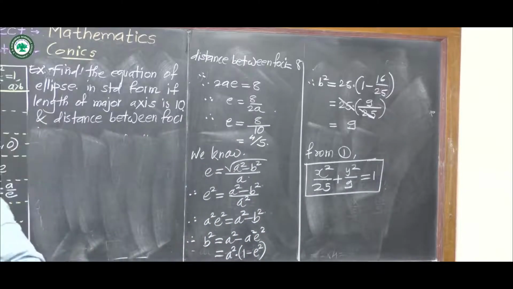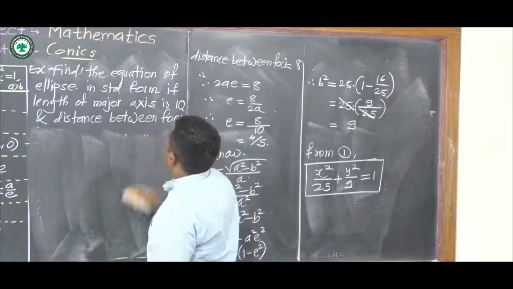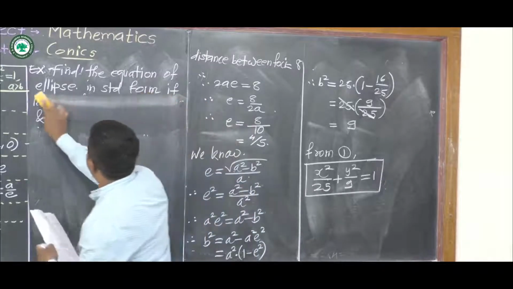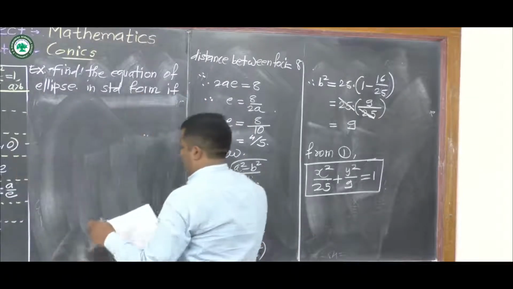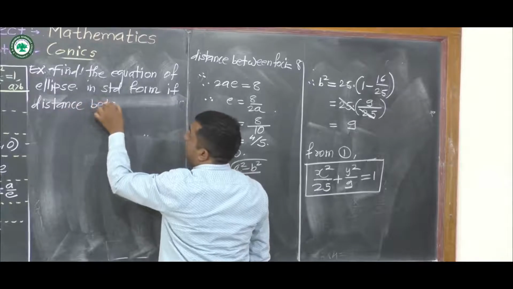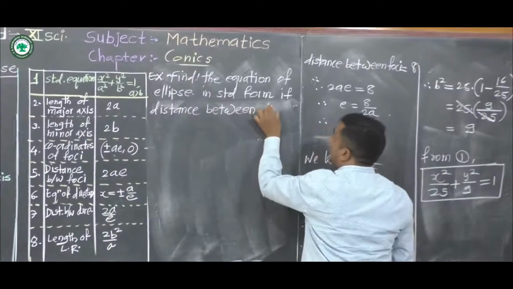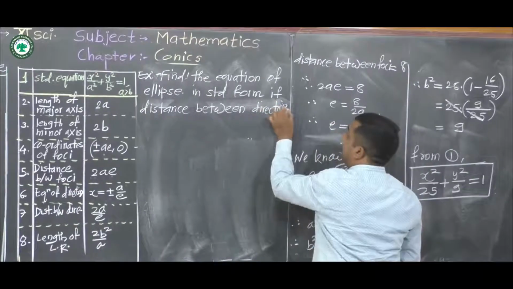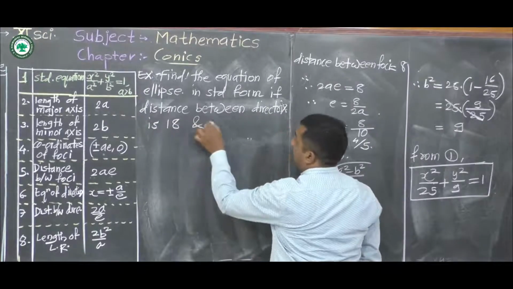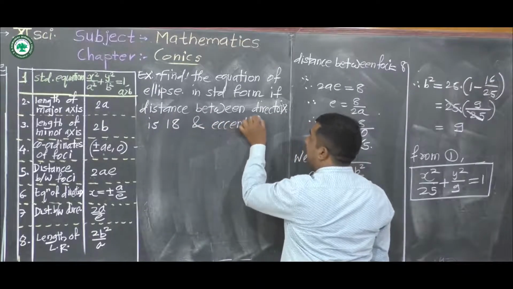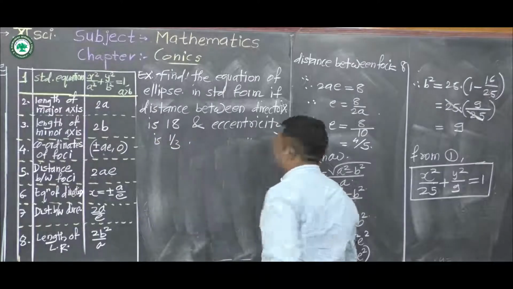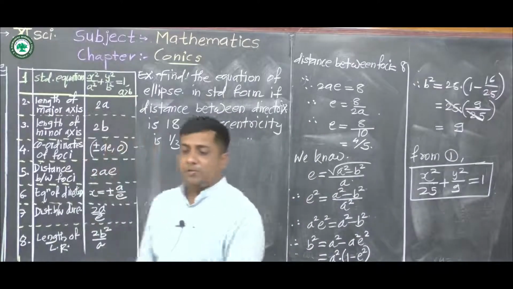Next, find the equation of the ellipse in standard form if the distance between the directrices is 18 and the eccentricity is 1 upon 3. Again, we have to find the equation of the ellipse.